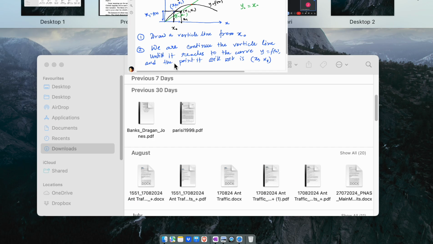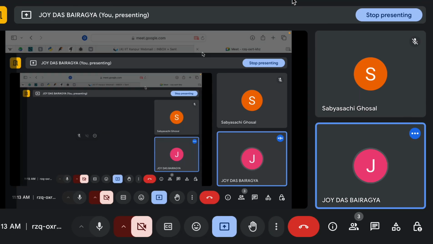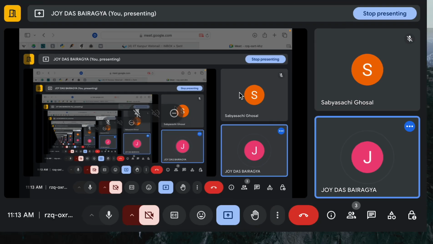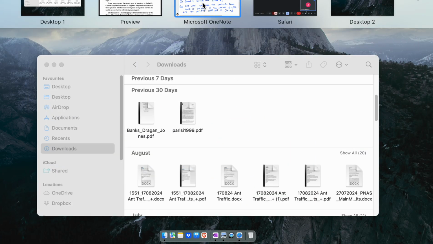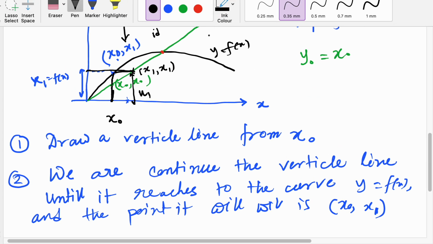Now Subhusaji, do you get it, or is there any question? So how I get x1 x1? No, so far it's clear. Okay. Quite clear, not totally. Okay.